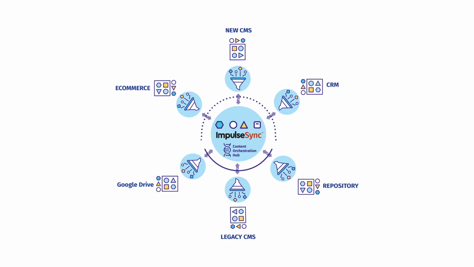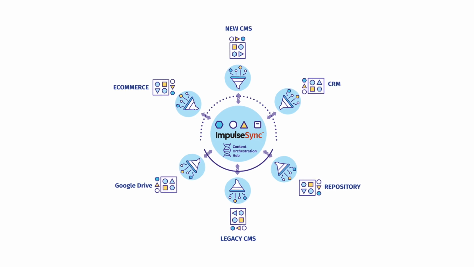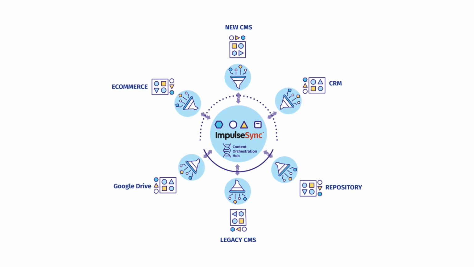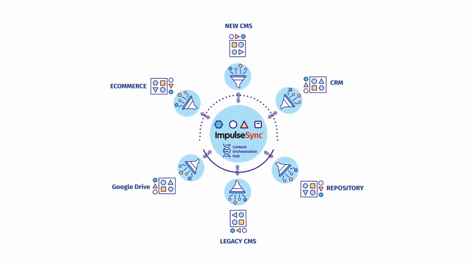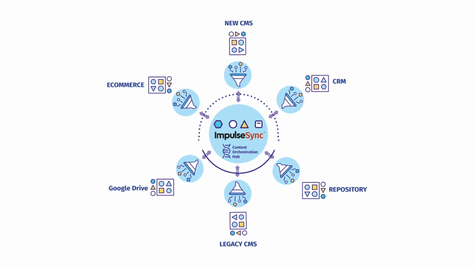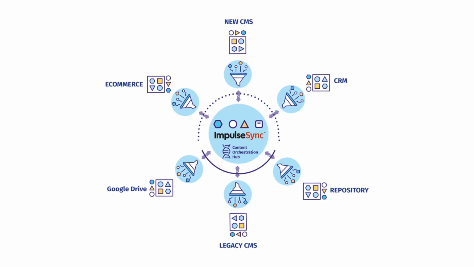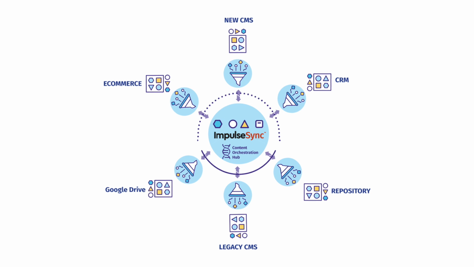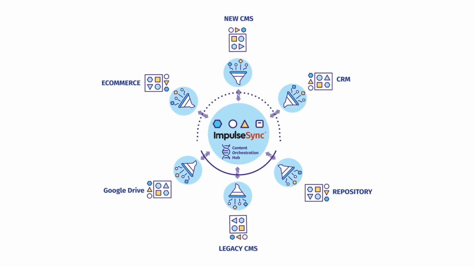If you haven't heard, ImpulseSync is a low to no code content orchestration hub that can be easily set up and running within days. Be it a content migration project or just building reliable content pipelines between applications, ImpulseSync provides an alternative to custom point-to-point integration scripts that commonly break and take even months to deliver.